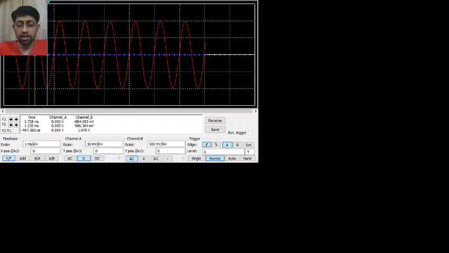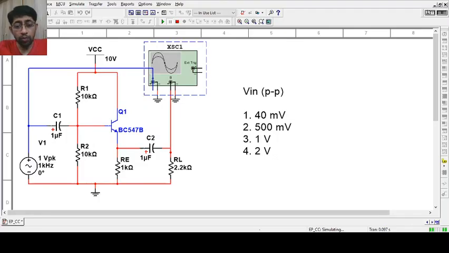Output is 1.970 volt, while input is 2 volt peak to peak. So here you get the output voltage for the fourth reading. Hope you understand how we are changing the input and getting the output peak to peak.